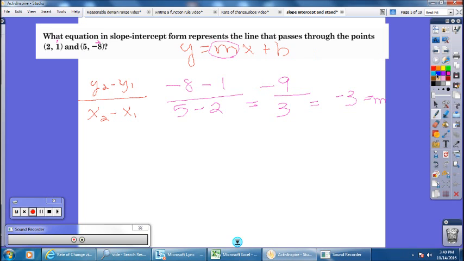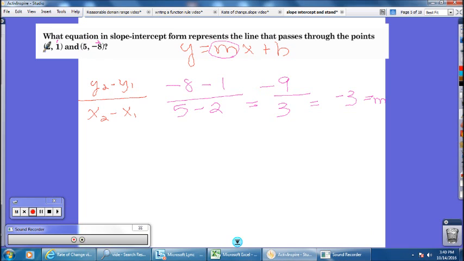Okay, I need to know where it's going to cross. So this is what I'm going to do. I'm going to take one of these points. It doesn't matter which one. I'm going to substitute it in here and solve for b. Watch. Let's use 2, 1. So I'm going to put it in y equals mx plus b. I'm going to put in everything I know here. So here's my x, here's my y. So y is 1. 1 is equal to, my m was -3, my x is 2, plus b.